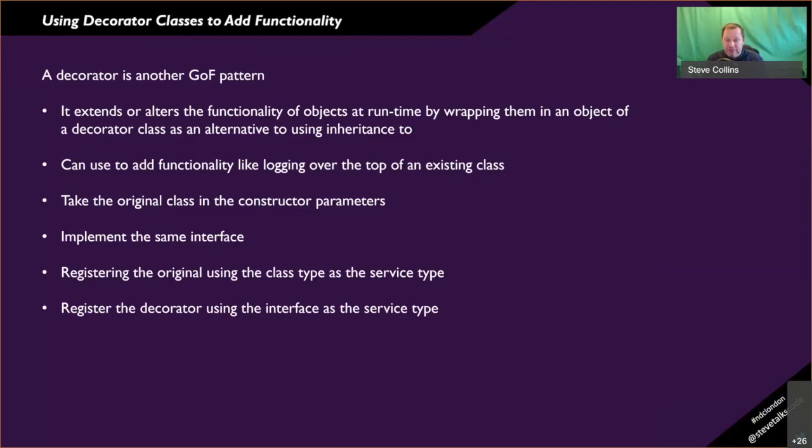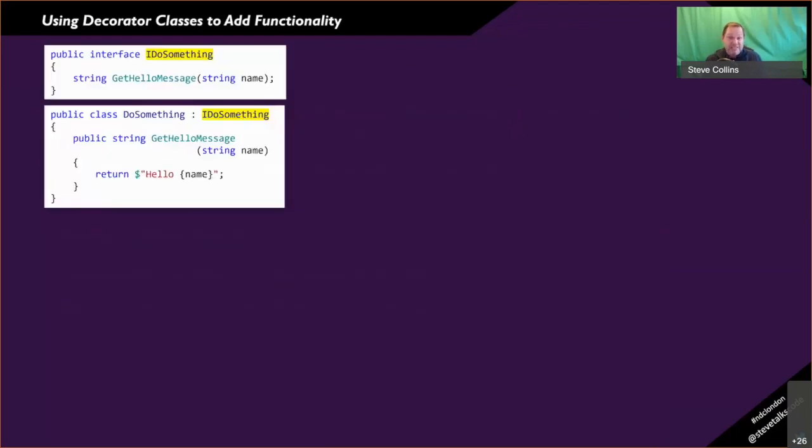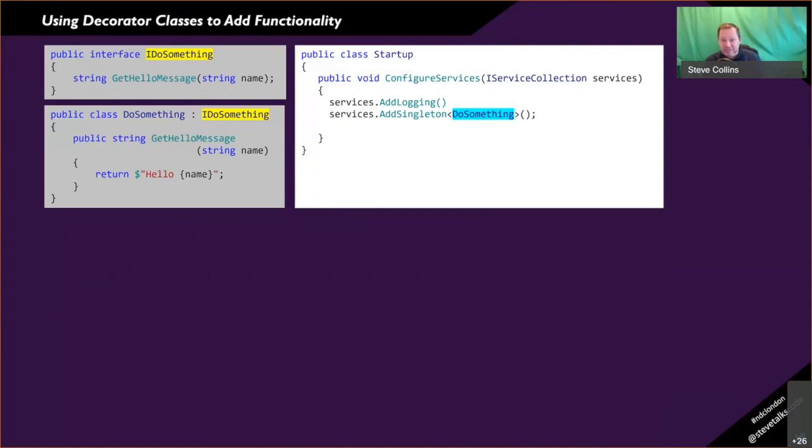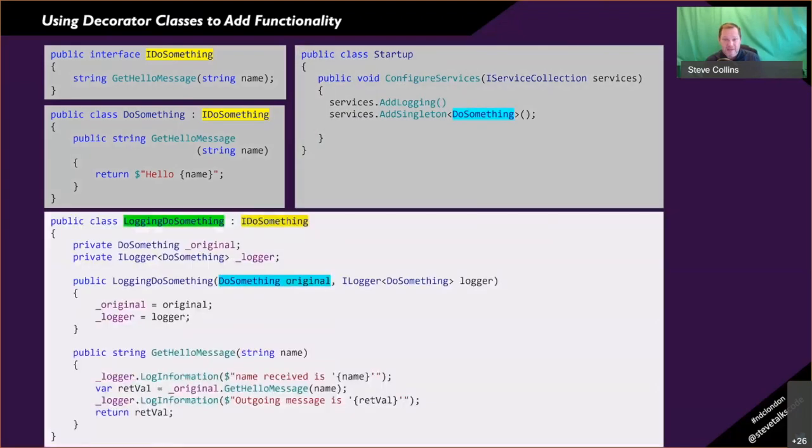To do this, when you write your decorating class, you need to have the original class injected into the decorating class along with any other dependencies, which in our case is going to be a logger. So in this example, we have a class called doSomething that implements the IDoSomething interface. First, we register the class as a concrete type and not through its interface. We then have a decorating class called LoggingDoSomething, and that takes the original doSomething class and also requests an instance of ILogger. It then re-implements the GetHelloMessage method, this time with code that intercepts the input and output of doSomething's version and writes those out to the log.